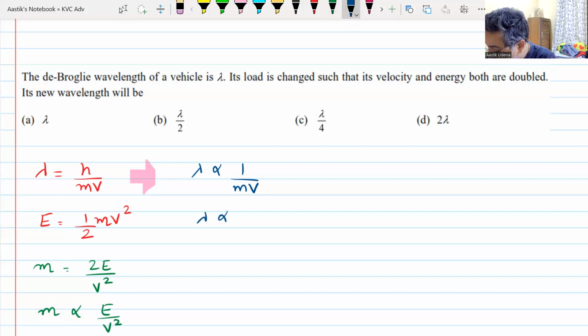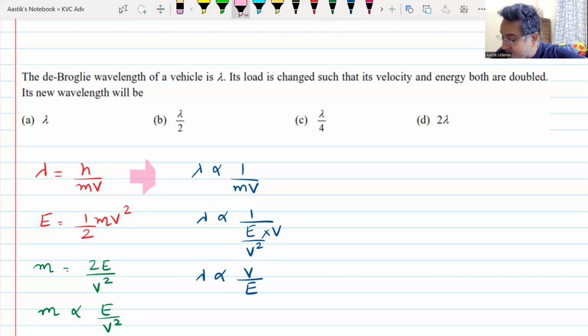Now I can write this here. So lambda will be proportional to 1 by E by V square multiplied by V. So lambda will come proportional to V by E. Yes or no? Yes, sir. Now the ratio of V by E remains same, and therefore the answer is simply equal to lambda. Do we understand this? Yes, sir.